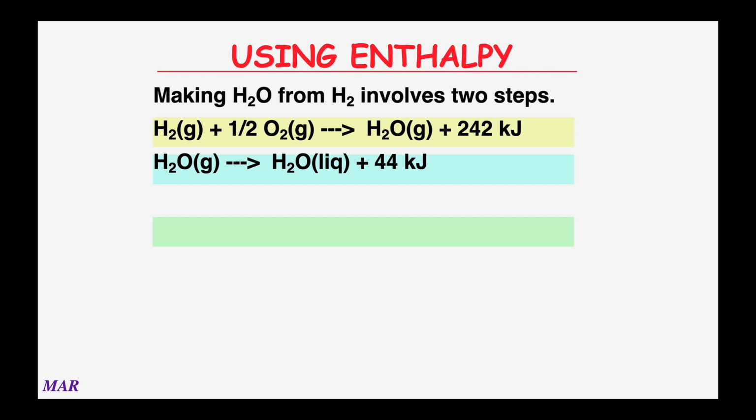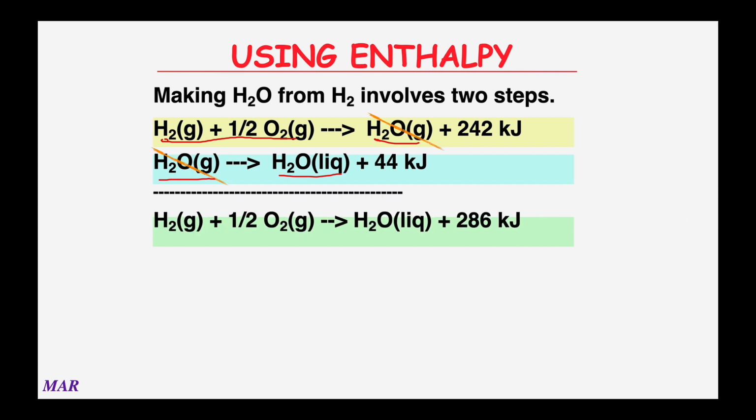But what we want to do is go from H2 and 1/2 O2 directly to H2O liquid. If you look at these two things carefully, there's an H2O gas on the product side here and an H2O gas on the reactant side here. So let's add the equations up. And if you do that, you can cancel H2O gas from both sides. If you have an X on the left and an X on the right in math, you can subtract X from both sides and get rid of it. That's what we're going to do here in chemistry.